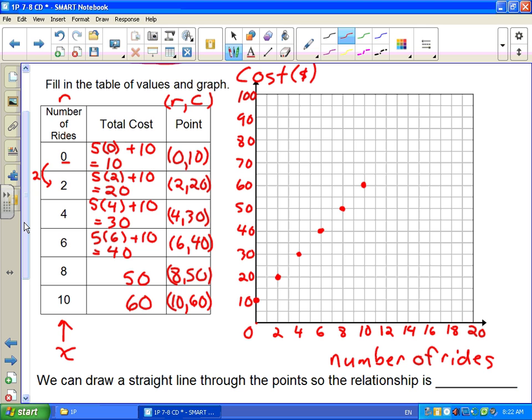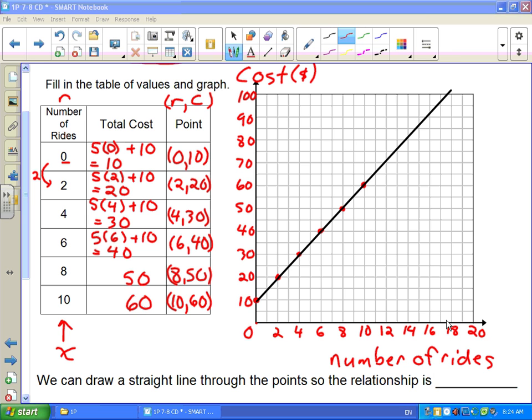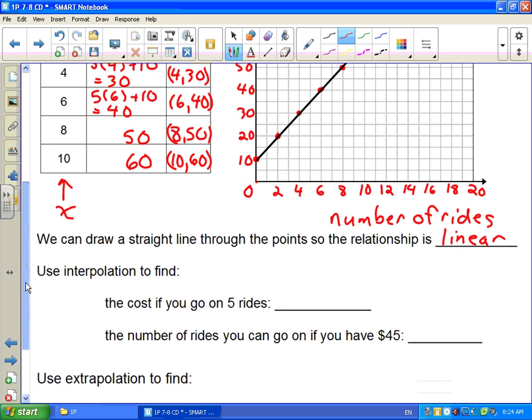If we read down here at the bottom, it says we can draw a straight line through the points. What that means is these points that I've plotted here all form a very nice straight line. So if you take your ruler, I take my ruler too, we can draw a nice smooth line right through there like this. Because we can draw a straight line through the points, this relationship is what we call a linear relationship. Linear just means that the trend followed by the points, or the pattern formed by the points, is a straight line.